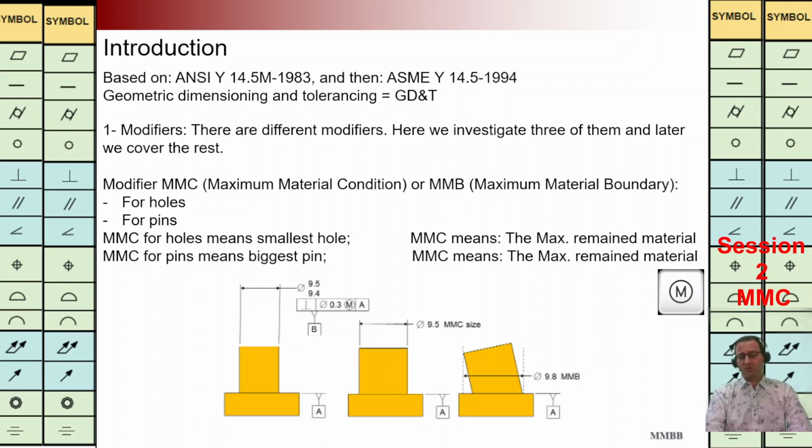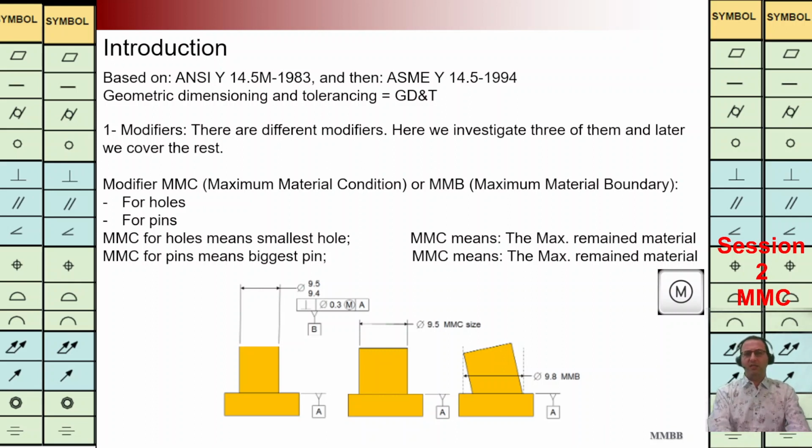If we are going to implement MMC for a pin, for sure we need to have the maximum material on this pin. That's why we would like to have the biggest pin. If we are going to implement the MMC for the hole, we would like to have maximum material for this part. That's why we would like to have the smallest hole. It is the concept of MMC.